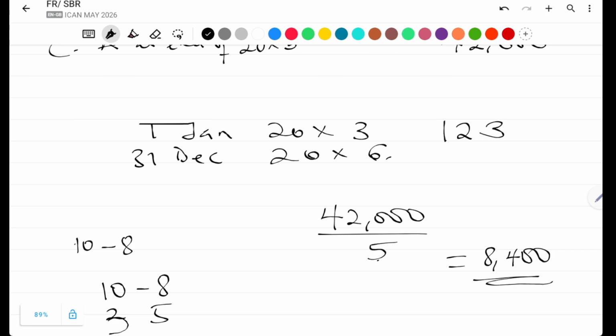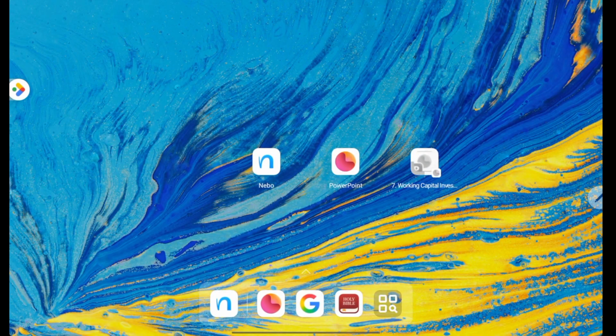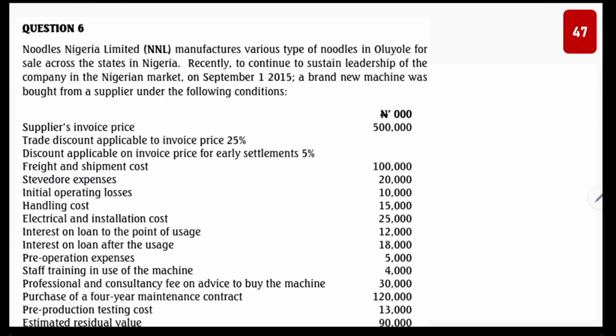That's it. So let's take an examination question together. So this one says Noodles Nigerian Limited. I have questions in here from FR and SBR, and this is intentional to give us that range of complexity. So we move from less complex to more complex, so that we understand this thing better, regardless of whether we've done it before or not.